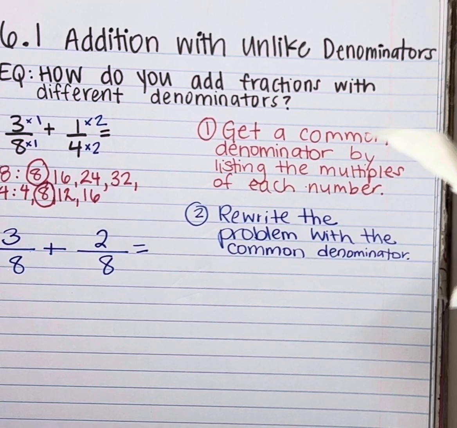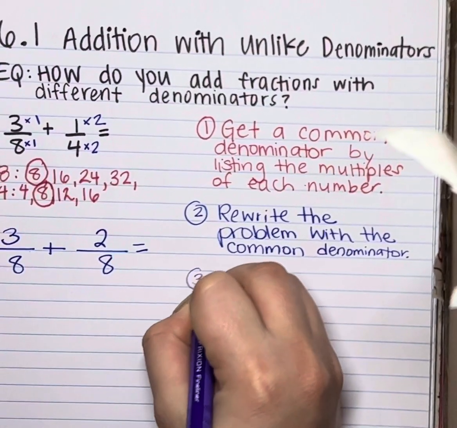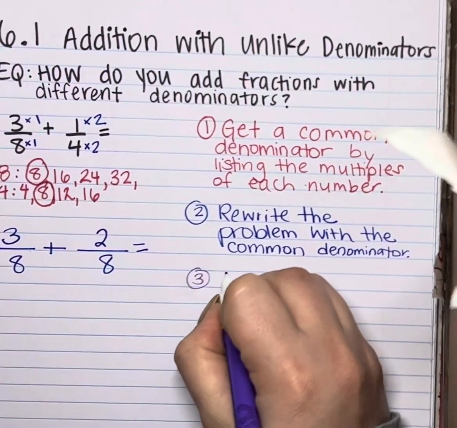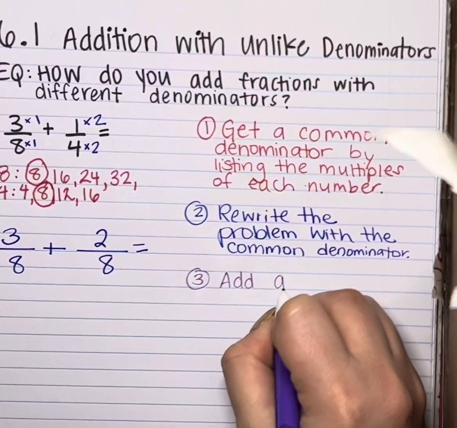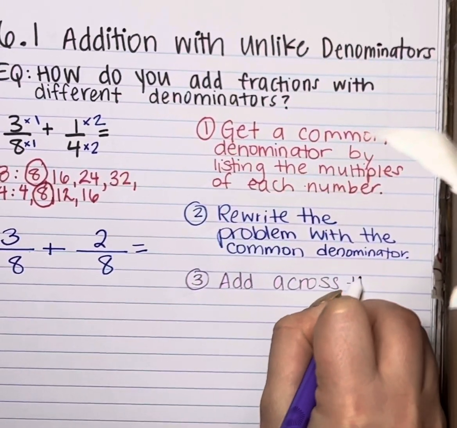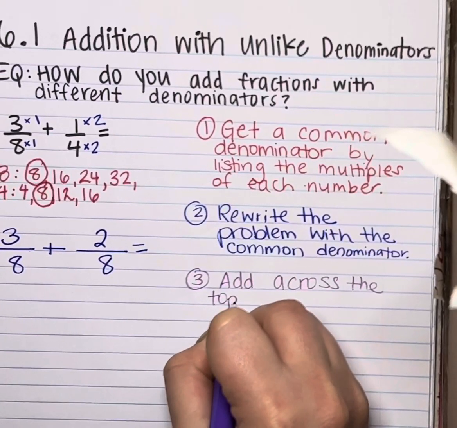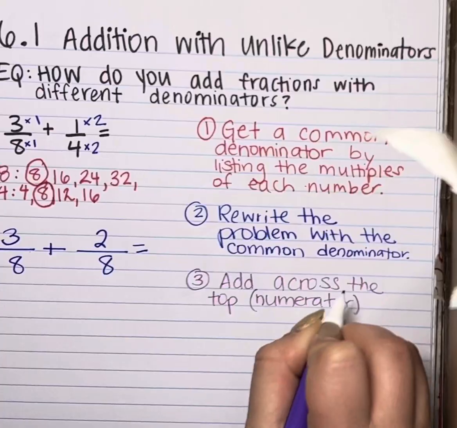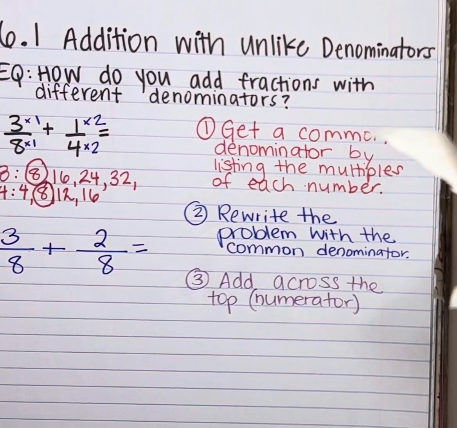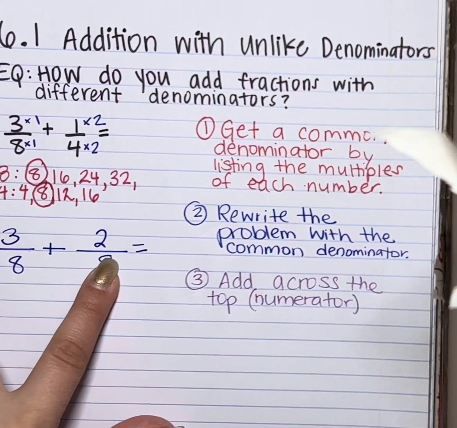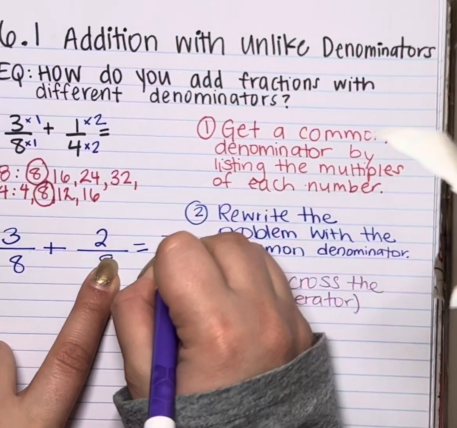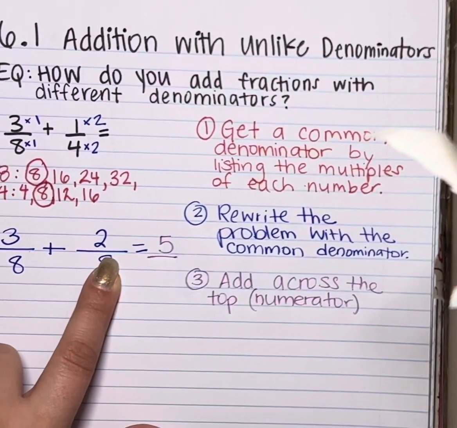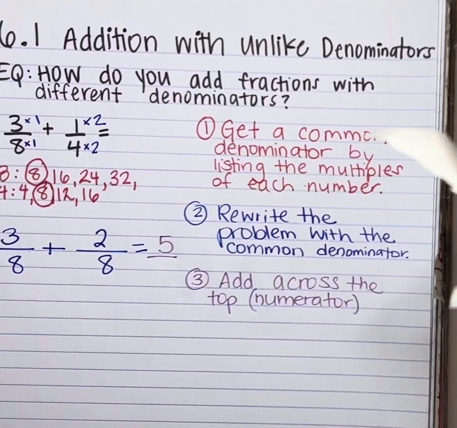Let's move on to step 3. Step 3, we are going to add across the numerator. So that's across the top. Okay, so adding across the top, I'm just doing 3 plus 2. 3 plus 2 is 5. Bring over that fraction bar.